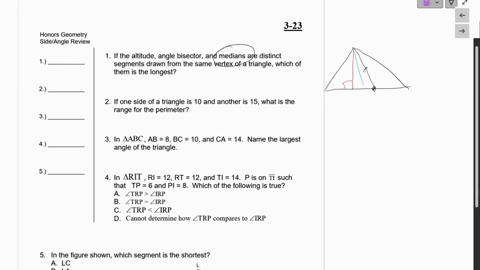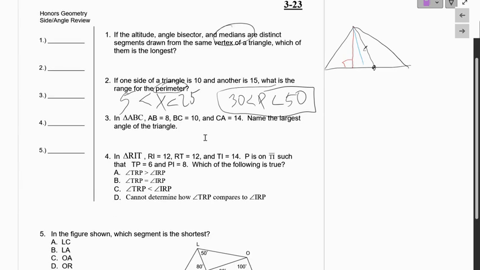Then number 2: if one side of a triangle is 10 and the other is 15, what is the range? This is triangle inequality, so the third side would have to be between 5 and 25. But they're asking for the perimeter, which means you add all three sides together. So 10 plus 15 plus 5 is 30, and then 25 plus 15 plus 10 is 50. And there's our perimeter range.